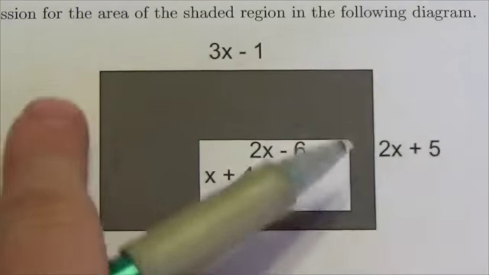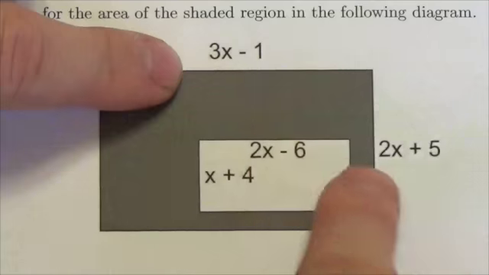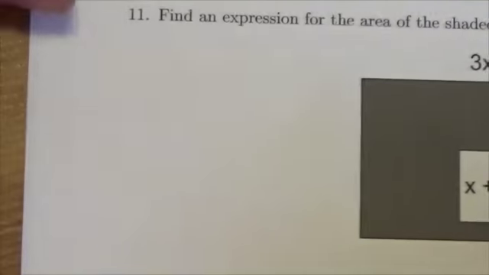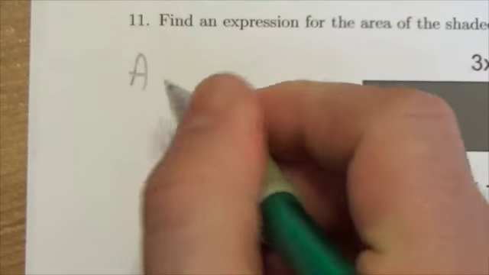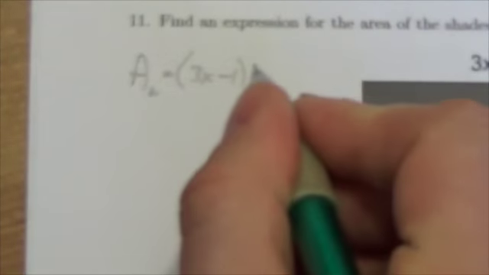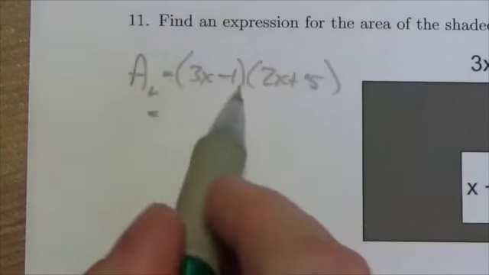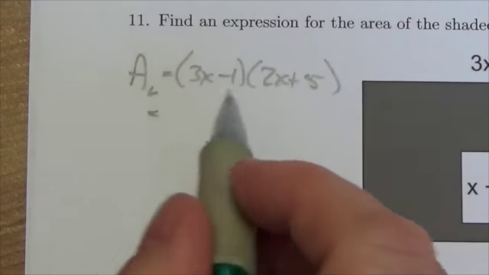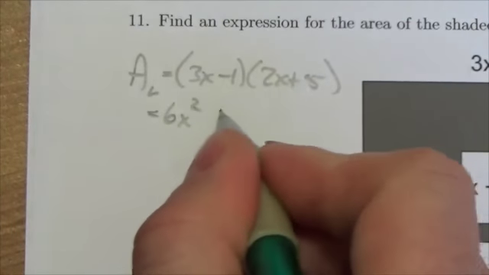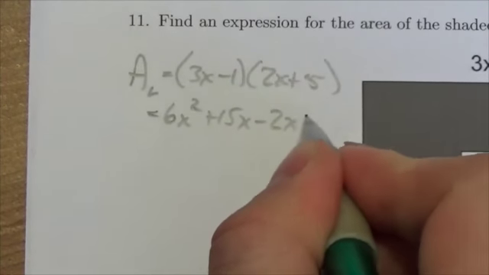So first I've got to get the area of the large rectangle, including this section right here, and that's just going to be the length times the width. So 3x minus 1 times 2x plus 5. Let's come over here and do that. The area of the large rectangle is 3x minus 1 times 2x plus 5. Remember, when we're multiplying binomials, we distribute each term to each term. So this will end up being 6x squared plus 15x minus 2x minus 5.